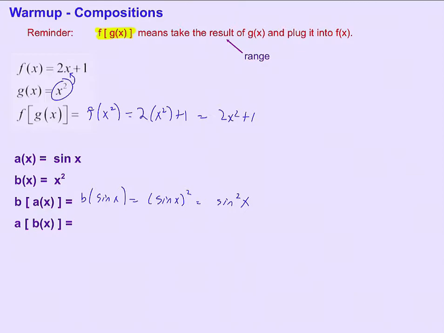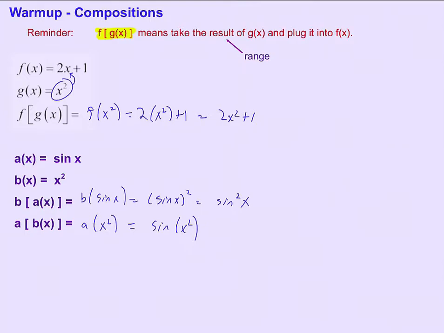Of course, a of b of x means something totally different. That means taking our b of x, our x squared, and plugging it into the function I've called a. Well, that's very different. That means we are taking this x squared and plugging it in for x, which means we would have the sine of x squared. These are two very different functions.